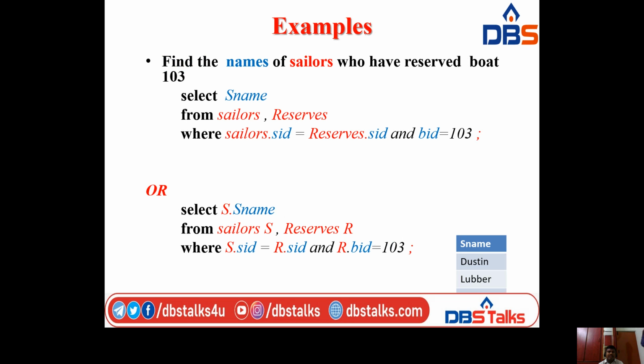Now here are some examples. Find the names of sailors who have reserved boat 103. This is: select sname from sailors, reserves where sailors.sid equals reserves.sid and bid equals 103. Here sid from sailors and sid from reserves is used to connect both the sailors as well as reserves. Now this is similar, it can also produce similar results.